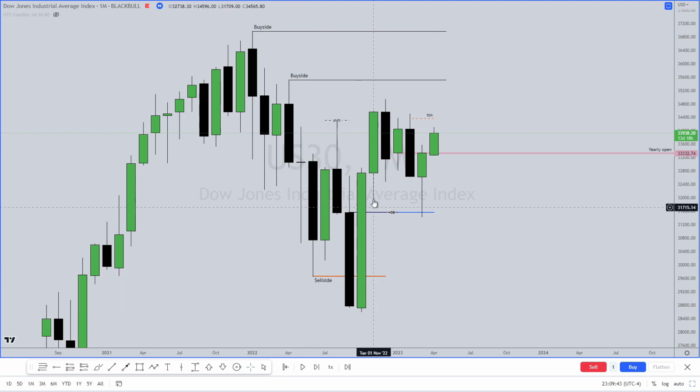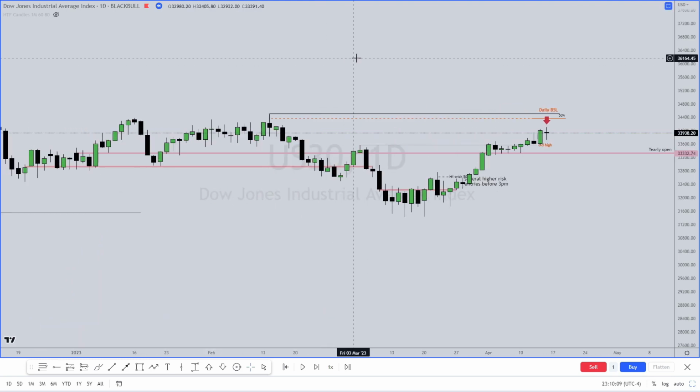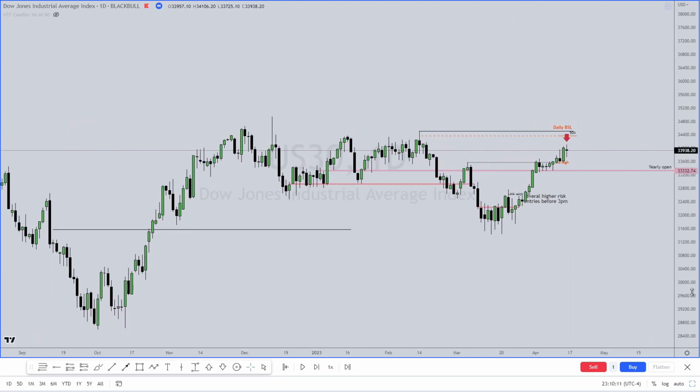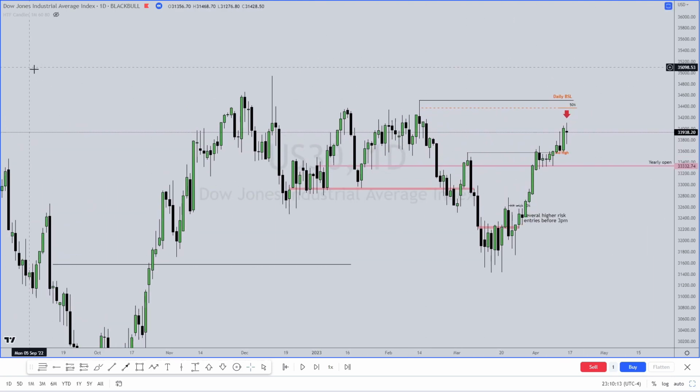But we had sell side sweep, market structure shift, choppy candles down, choppy meaning down candle, up candle, down candle, up candle instead of consecutive ups, right, or consecutive downs. So this was simply a retrace after this market structure shift coming into this order block, and we're now looking in the month of April. So that's where we ended up on the daily, looking at this price action.